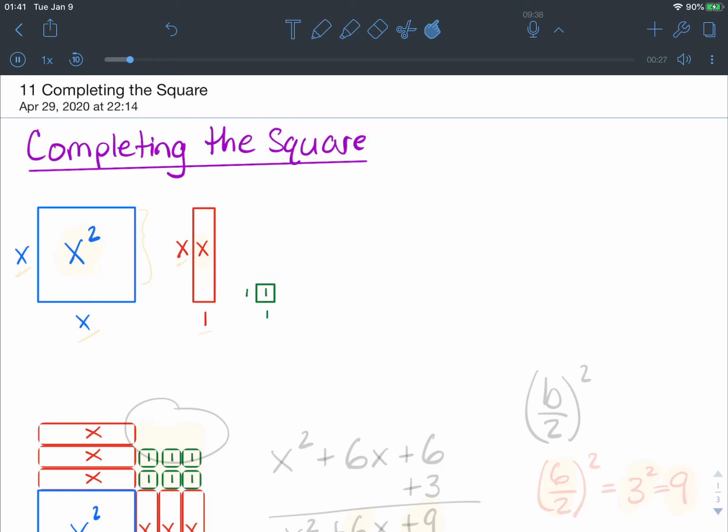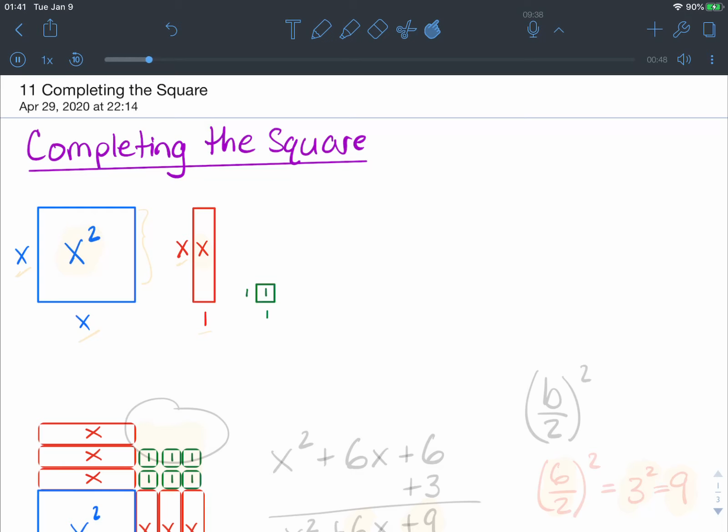Today's assignment is going to be about completing the square. So what I wanted to do first is kind of give you a visual of what exactly is happening here. So as you can see in the pictures, we have an x squared piece, we have an x piece, and we have a 1 piece, otherwise known as a unit piece. So let's start off with the x squared piece.